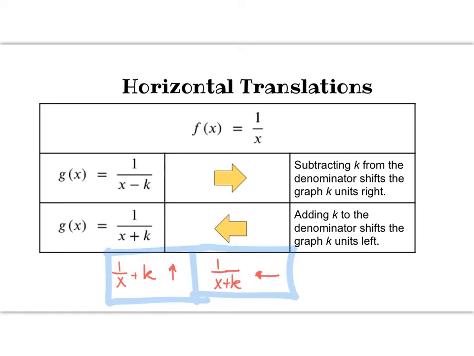So at the bottom of the screen here, I just want to draw your attention to the difference between these two. So on our first set of graphs, we looked at what happens when we add k to the entire function, like this. And we said that's going to go up. Now if we add k to the denominator, see how it's in a different location? That's when it goes left. So pay careful attention to where your k is located to determine whether you have a horizontal or vertical translation.